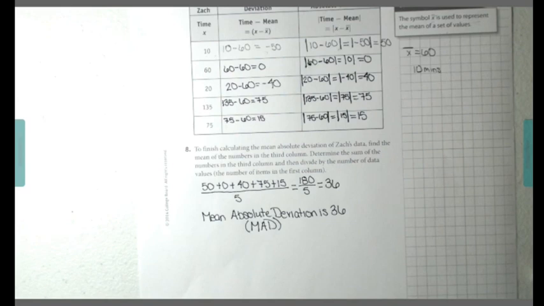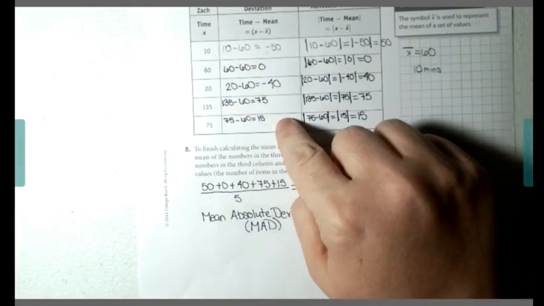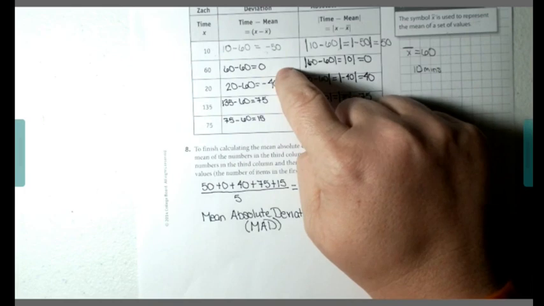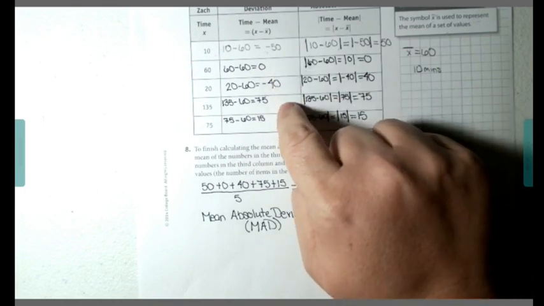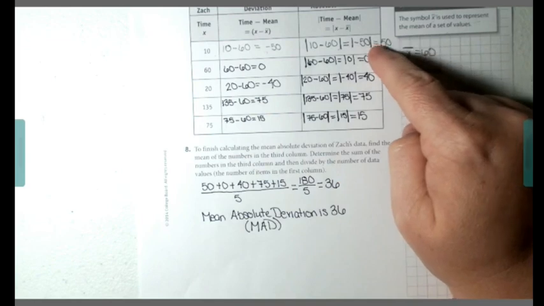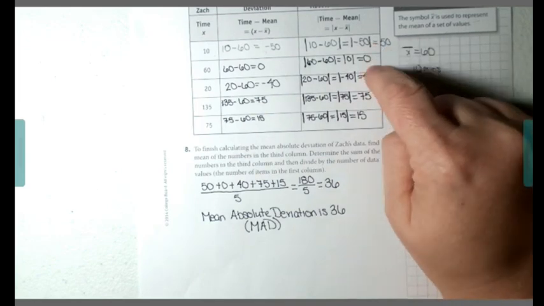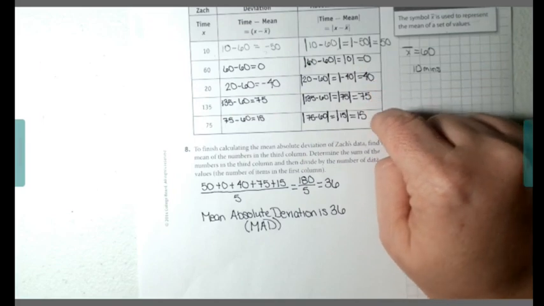As you can now see, the answers to questions 7 and 8 are now provided. I went through and I did the individual deviation. So I came up with negative 50, 0, negative 40, 75, and 15. Then I did the absolute value of all of those, which gave me 50, 0, 40, 75, and 15.